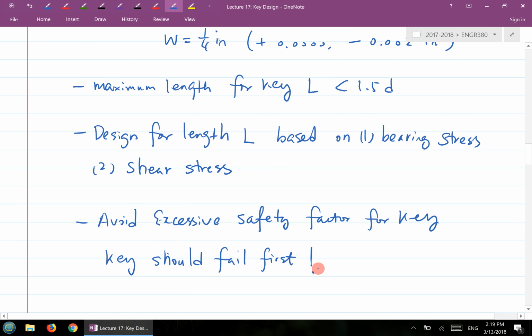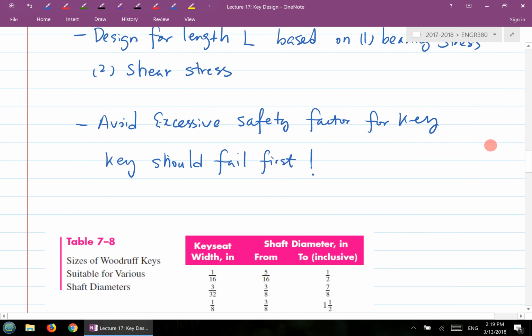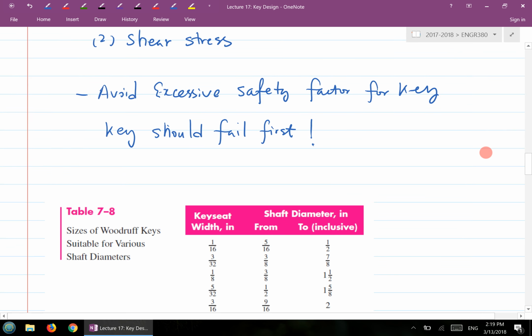As you can see in our design project, we actually have two different safety factors for the shaft and for the key, and the key safety factor is lower than the shaft safety factor. Okay, so that's the parallel key. We're going to come back to the parallel key shortly.